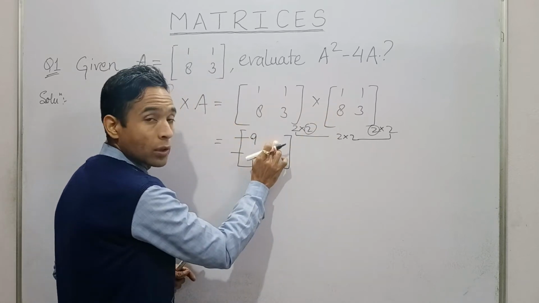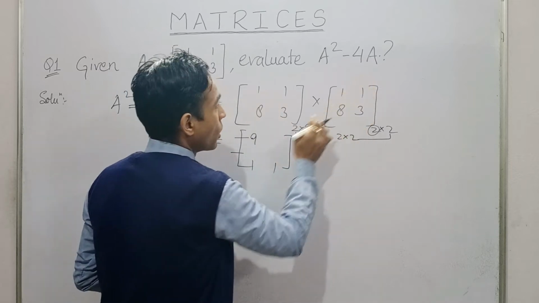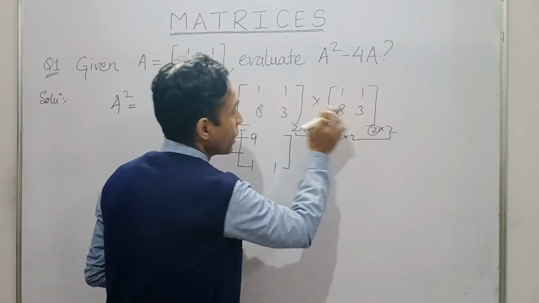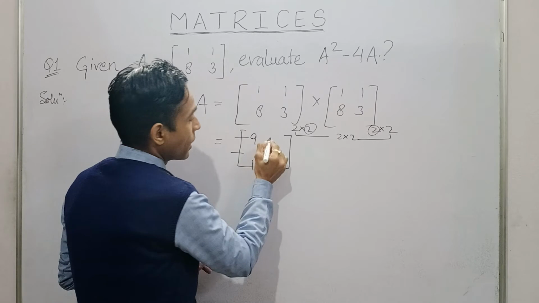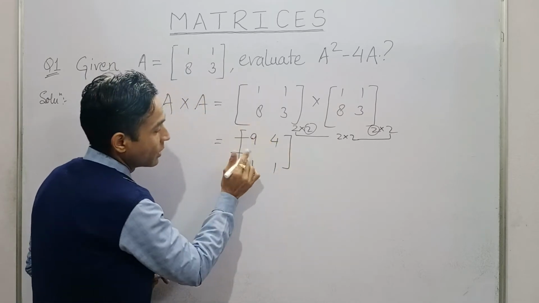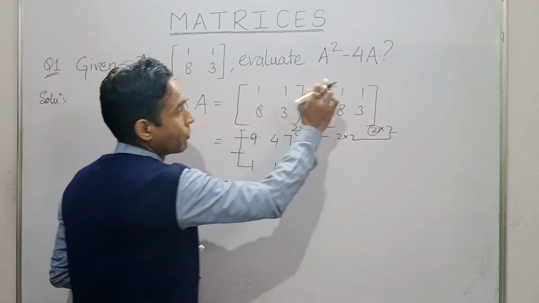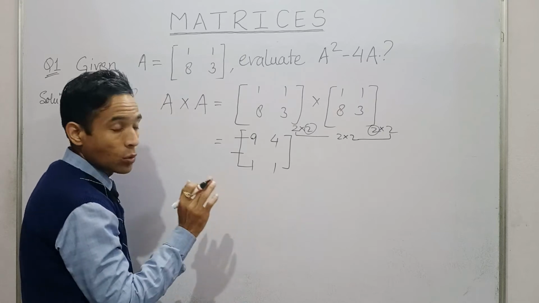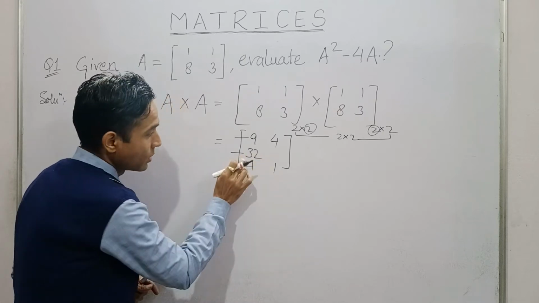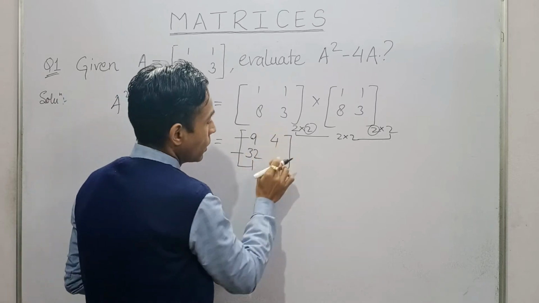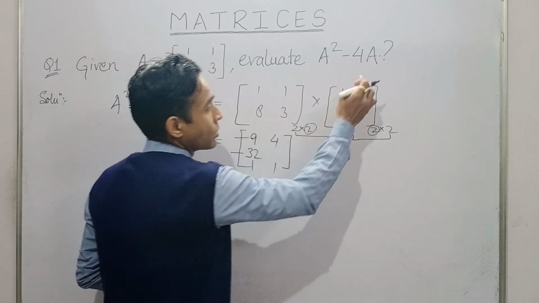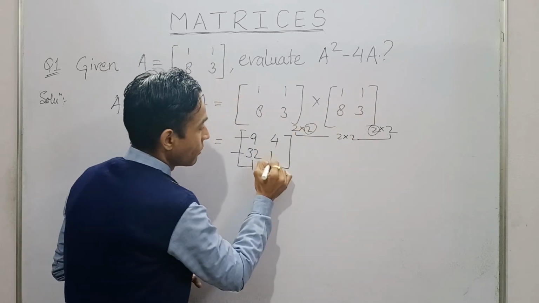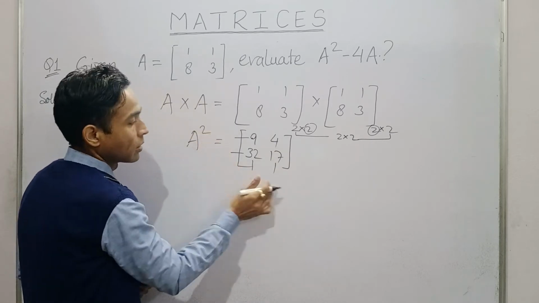Now this is 1, 2, which means first row, second column, so this one will be multiplied to this one, 1 into 1, and this one will be multiplied to 3, so 1 into 3, 3, 1 plus 3 is 4. Now this position is 2, 1, second row, first column, 8 1s are 8 and 8 3s are 24, so 8 plus 24 is 32, so we have this a21 is 32. Now this position is a22, second row, second column, 8 1s are 8 and 3 3s are 9, so 8 plus 9 is 17. So A square is coming this.